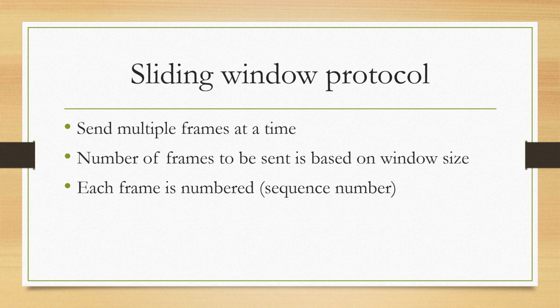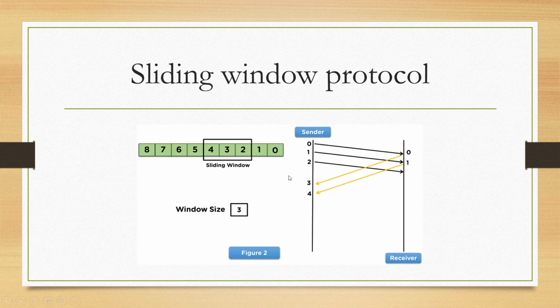In sliding window protocol, basically we can send multiple frames at a time. The number of frames to be sent is based on window size. Each frame is numbered, that is, we call them the sequence number. Let's see the sliding window protocol. Let's say I have a sender and receiver and my window size is 3. Initially, my sliding window will be over here for this 0, 1 and 2. Initially, the sender sends 3 data frames. Then when the receiver sends acknowledgement, the sliding window moves further.